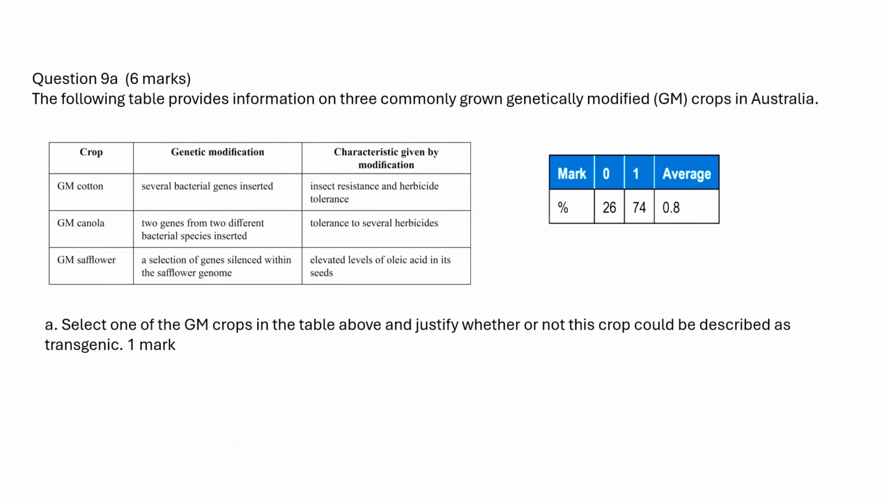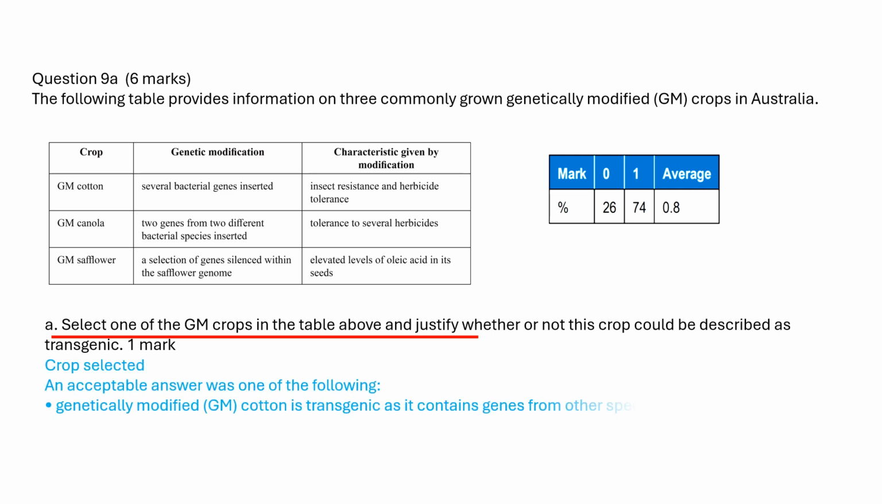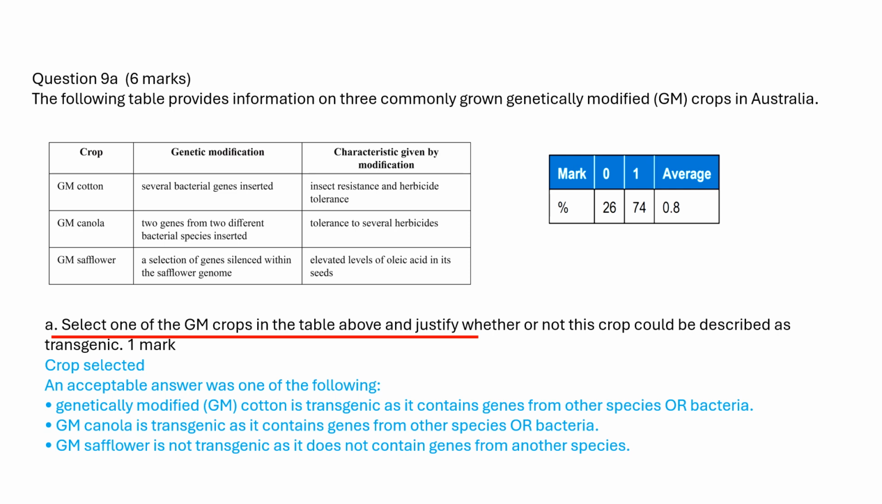Students can select one of the GM crops from the table and write the corresponding reason. If GM cotton is selected, the acceptable answer is that GM cotton is transgenic, as it contains genes from other species or bacteria. If GM canola is selected, GM canola is transgenic, as it contains genes from other species or bacteria. If GM safflower is selected, GM safflower is not transgenic, as it does not contain genes from another species.